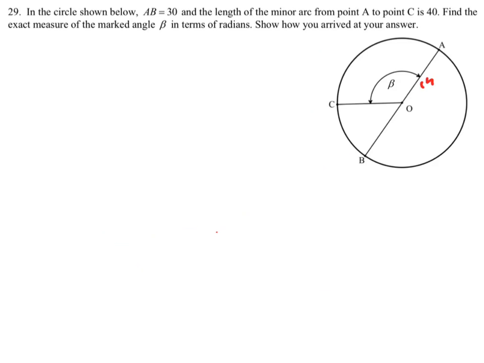Since AB diameter is 30, we know the radius is 15. And then the length of the arc from A to C is equal to 40. Then we want to find out the measure of the angle. How do you find the measure of the angle? Angle is length of the arc divided by the radius. This is in fact the definition of the radian measures. So all we have to do is 40 divided by 15, which is equal to 8 over 3. That's it. I'll see you later.